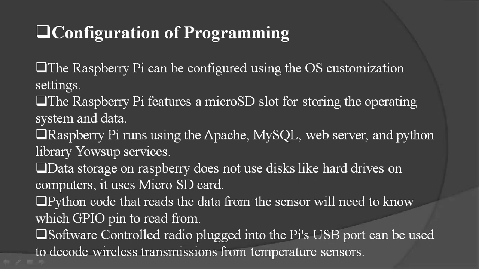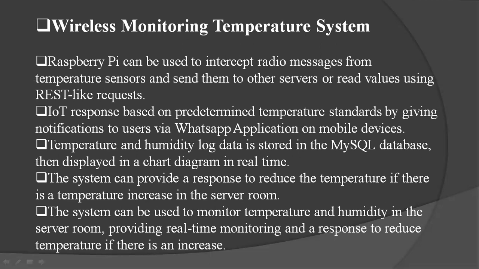So in this, as we saw here, the OS operating system of the Raspberry Pi uses the Apache, MySQL web servers and Python library. It does not use a disk like the hard disk on computers; it uses a micro SD card too. Now the topic is the last topic that we are going to discuss about this Raspberry Pi, that is the implementation of a wireless monitoring temperature system.